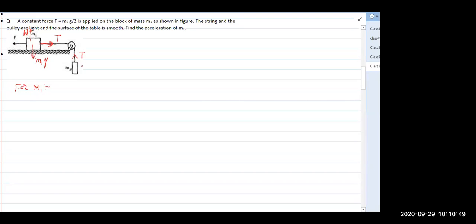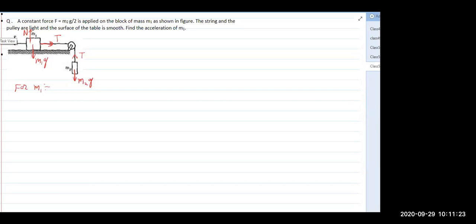Another one we have is this object. For this object we can write only two forces, that is m2g and tension, only vertical forces, there is no horizontal component. In which direction will this object move? You can see that F is half of m2g, less than the weight of the hanging object. So the object is going to slide down. F will not be able to move this object up.